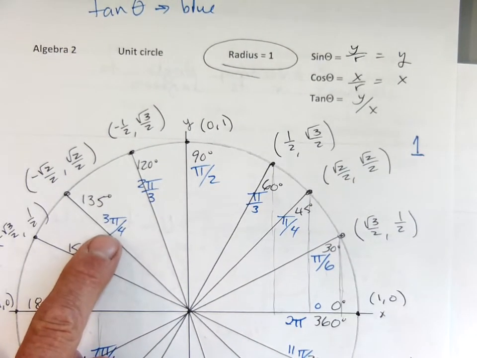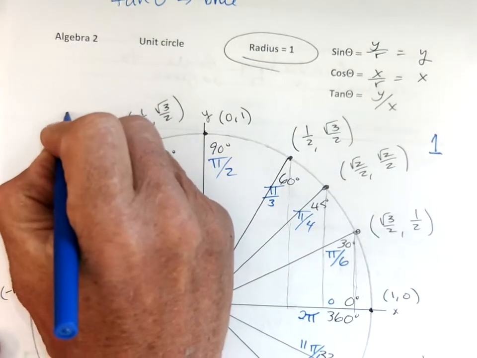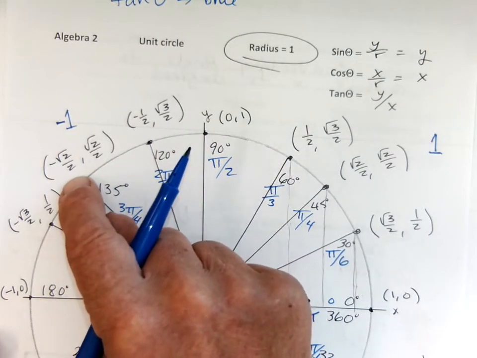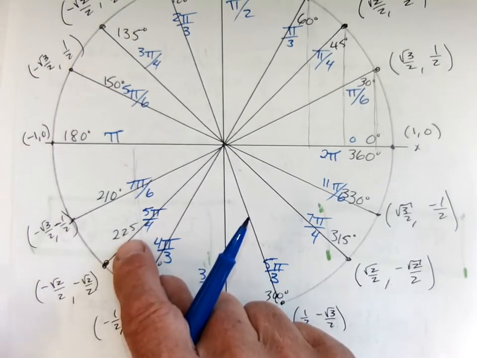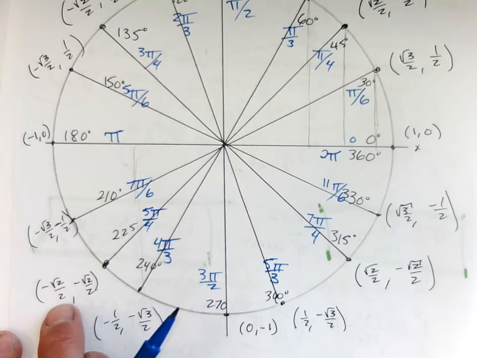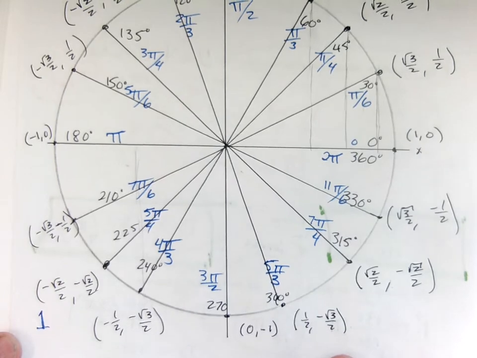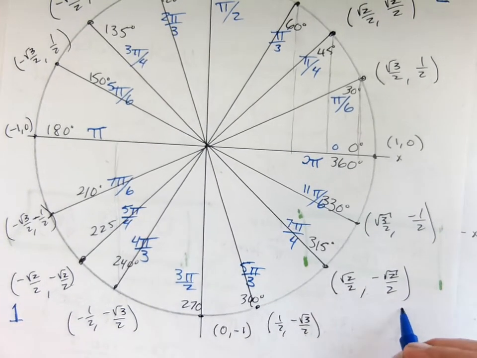Tangent of 3 pi fourths is negative 1. Because I know that the square root of 2 over 2 divided by a negative square root of 2 over 2 is a negative 1, right? Tangent of 225 degrees, well, that's going to be positive 1, because you've got a negative square root of 2 over 2 divided by a negative square root of 2 over 2. That is a positive 1. So I'll put my tangent values on the outside of my circle, just to make it easy for me, okay? Tangent of 315 degrees is negative 1. You see that? Something over itself is 1, but it's a negative 1 because of the negative, okay?